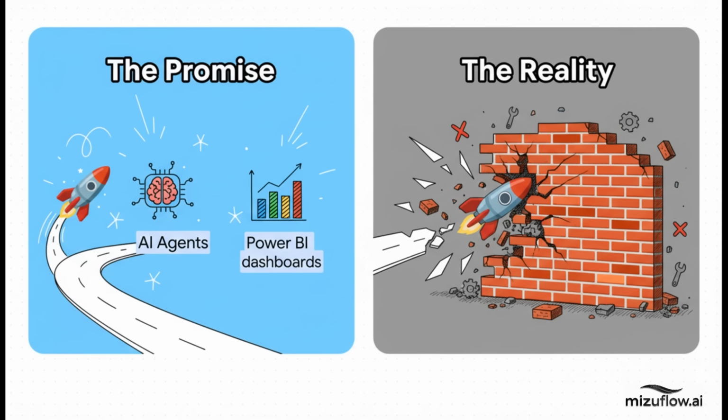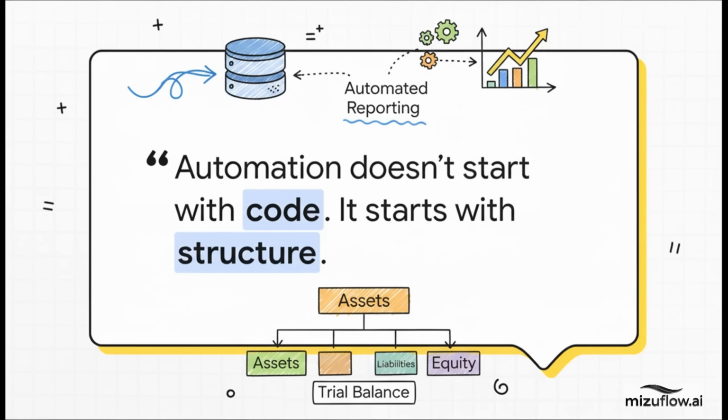And here's the kicker. It's not because the tools are bad. And this is the big aha moment. The problem isn't your Python script or your Power BI model. The problem is the foundation you're trying to build on top of. This is the turning point. Real, sustainable automation starts way before you write a single line of code. It starts with getting your data structure right from the very beginning.